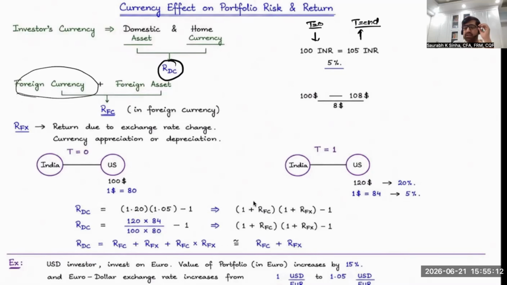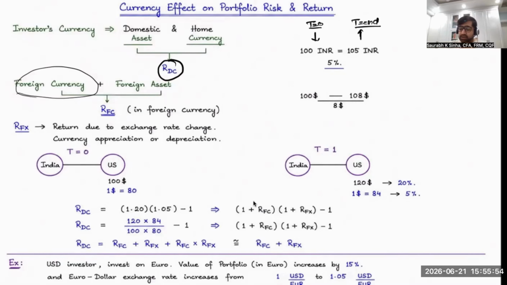Simply, you will say that the domestic return of the asset is 5%. But if you are investing in a foreign asset, and you calculate the return in the foreign currency itself, then you denote it RFC. This is the return of the foreign currency asset, FCA. This return is still in the foreign currency. You have to convert it into domestic currency before calculating the weighted average return of the portfolio.